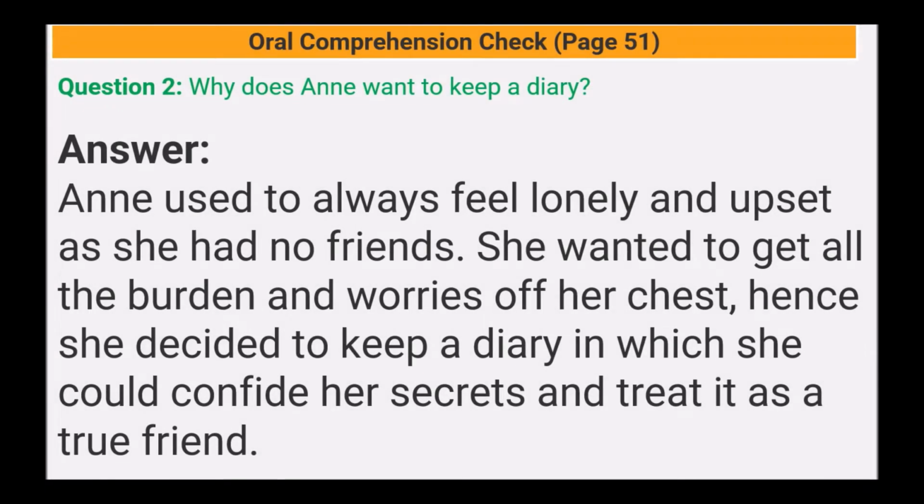Next, why does Anne want to keep a diary? Anne always felt lonely and upset as she had no friends. She wanted to get all the burden and worries off her chest. Hence, she decided to keep a diary in which she could confide her secrets and treat it as a true friend.